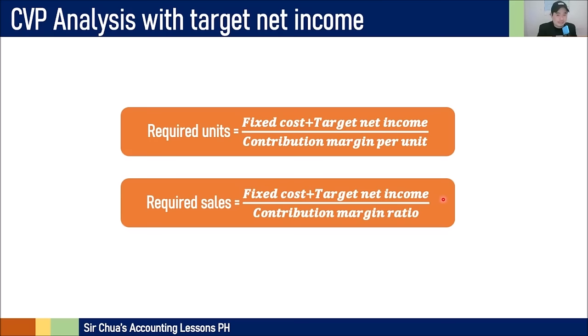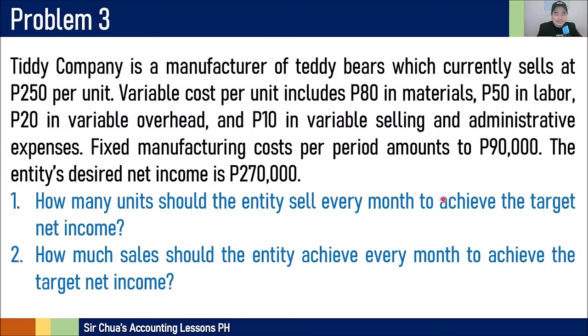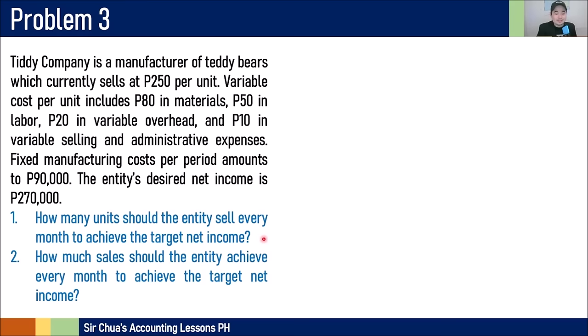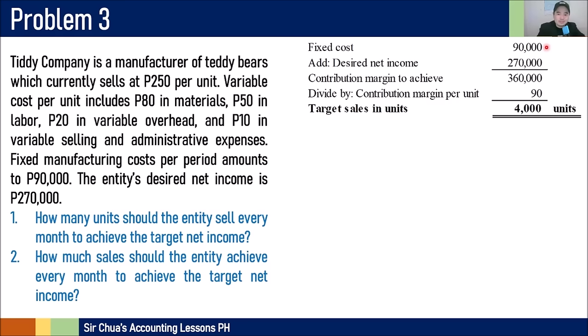Okay, so same problem lang po kanina, but this time, ang kanila daw pong net income na gustong ma-achieve sa buhay ay 270,000. So ang tanong po, ilang units naman yung dapat nilang mabenta para ma-achieve tong 270,000? And in peso sales, magkano daw po yung sales dapat nila to get that 270,000? Okay, so this is how we do it. Okay, so number one, how many units should the entity sell every month in order to achieve the target net income? So ganito po, your fixed cost is 90,000 and then you add your desired net income of 270,000.